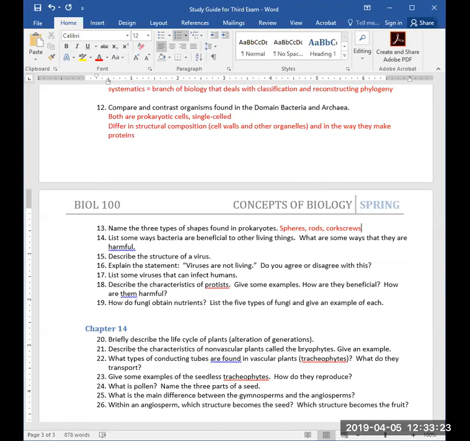So which bacteria are beneficial and which are harmful? I think I listed a bunch in the book and on the notes, so I'll let you do that. So bacteria are beneficial in what ways? They make stuff. We can make food from it. Yogurt, for example, uses bacteria cultures that give it its flavor. Cheese. Okay.